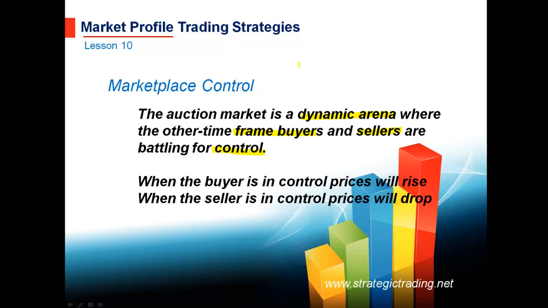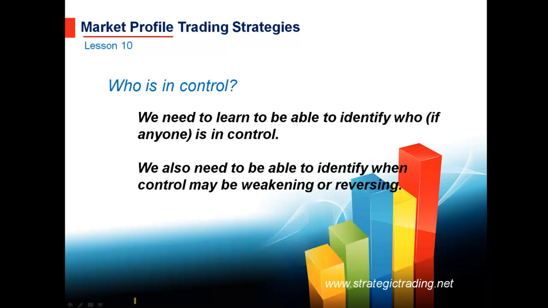Now, we know that if in fact the buyer is in control, prices will rise. If the seller is in fact in control, prices will drop. So this is all very basic, very fundamental information. Should be second nature. However, the hard part or the tricky part is, how do we know who's in control? And that's really the key question that we want to focus on. And we need to really be able to develop the skill in identifying who's in control. Is it the other time frame buyer, or is it the other time frame seller? And you need to be aware that there are two competing forces.